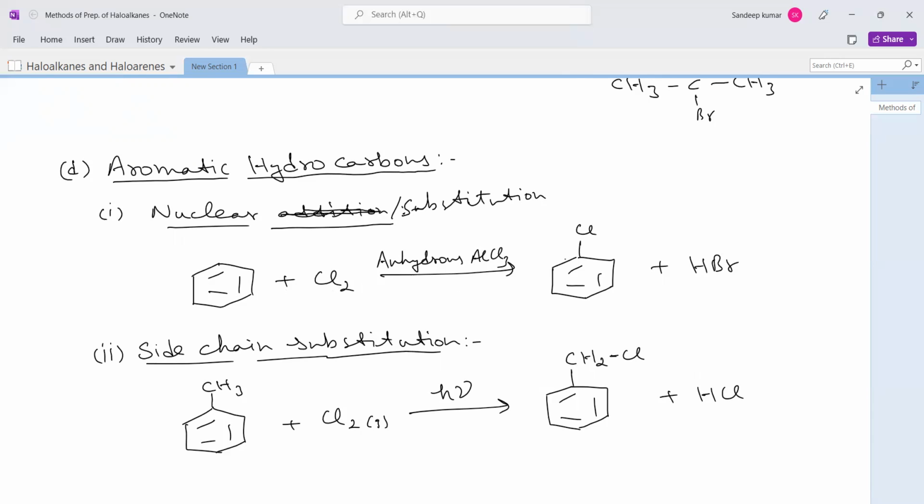So the chlorine atom is substituting the hydrogen atom of the benzene. As the substitution takes place at the core of the benzene ring, we call it nuclear substitution. If we have some side groups attached to the benzene ring, then also we can do the substitution. In that case, we have to react the halogen in the presence of sunlight. So no substitution will take place at the benzene ring. Only the hydrogen atom of the side group gets replaced with the halogen. So these are the methods of preparation of haloalkanes and haloarenes from hydrocarbons.